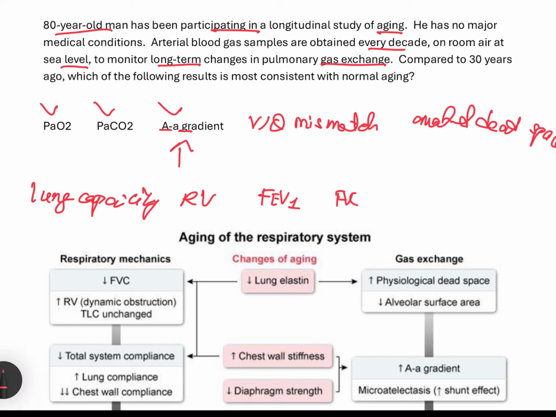And PaCO2 remains unchanged because it is not having any effect. But the partial pressure of oxygen is going to decrease. And you are going to talk about VQ mismatch, and VQ mismatch will be increased. Anatomical and physiological dead space is going to increase due to restriction of alveoli. Lung capacity will be unchanged. Residual volume will be increased. Forced expiratory volume will be decreased, and forced vital capacity also decreases. It is all about the lungs.